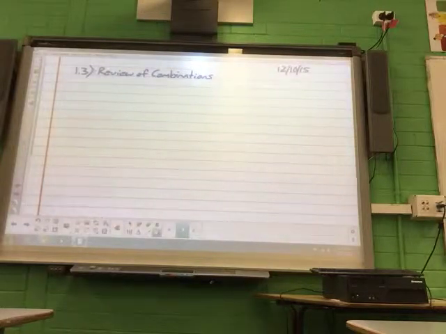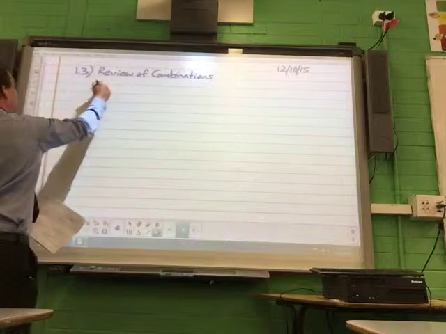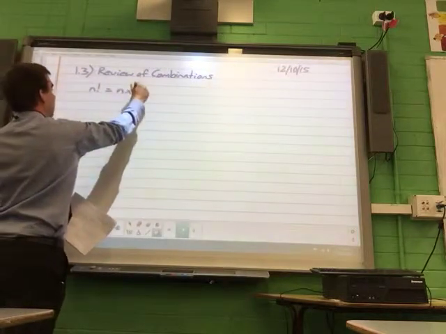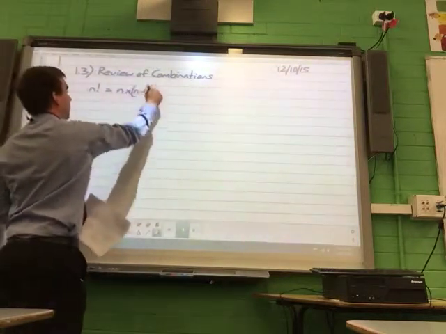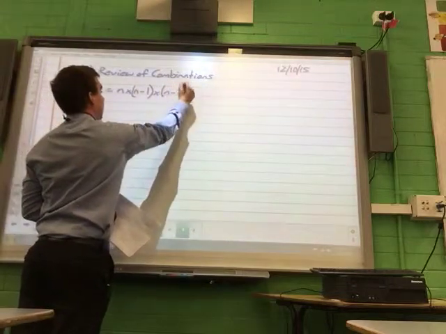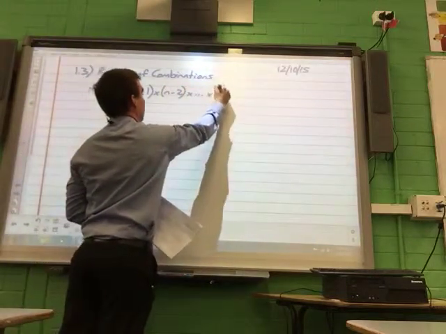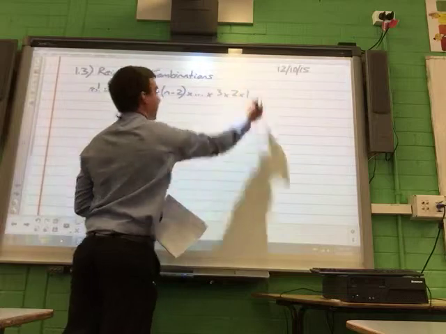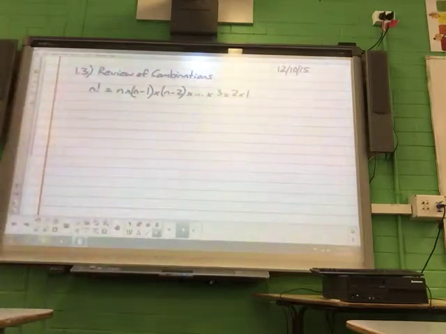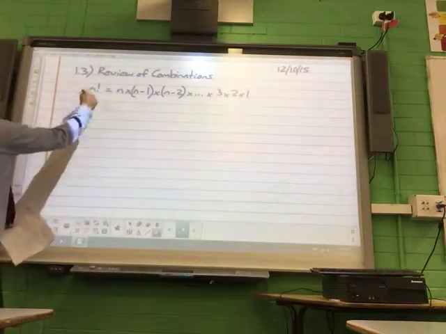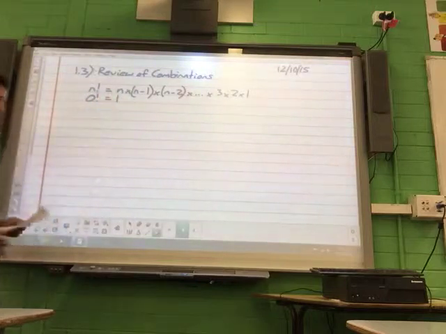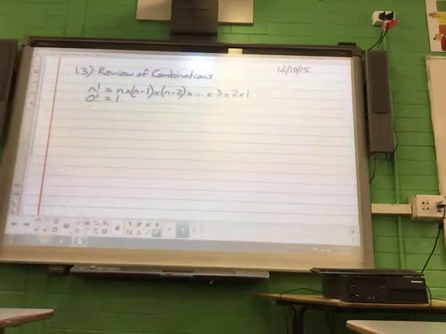So 1.3 review, combination. So we're going over it again. So n factorial is n times n take away 1 times n take away 2. Okay, so this is our factorial notation. And of course we have our 0 factorial as 1 in there.